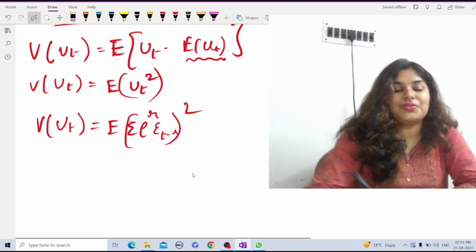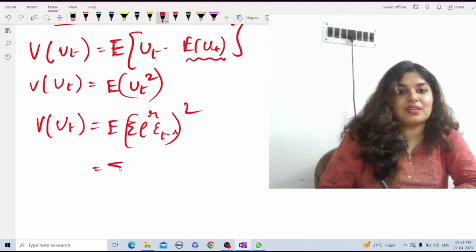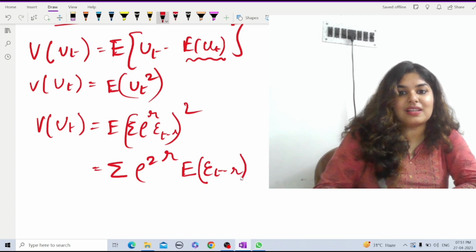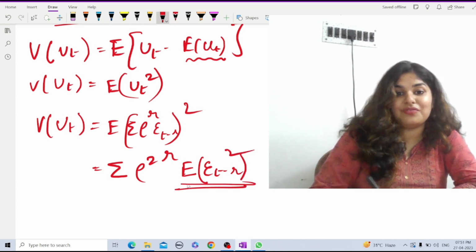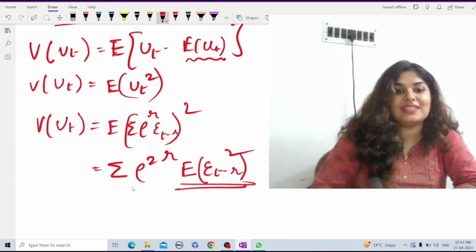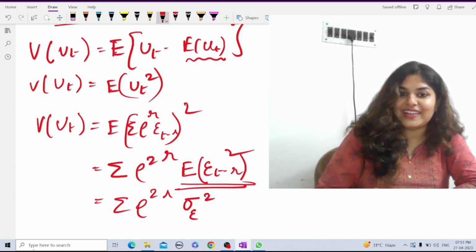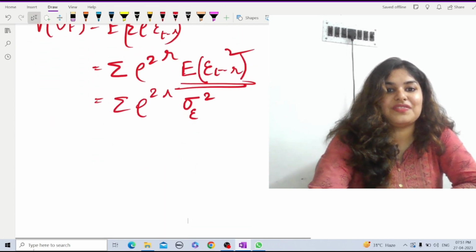Now this is equal to the summation of rho to the power 2r times the expectation of epsilon t minus r squared. Now this again, from the assumption on the random variables and hence the random error, is nothing but sigma square epsilon, right? That is the variance of the epsilon term.